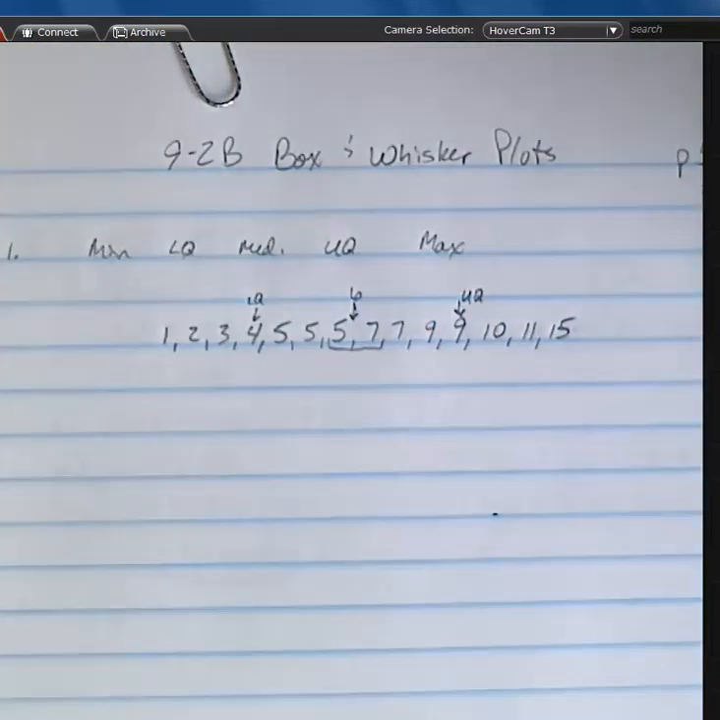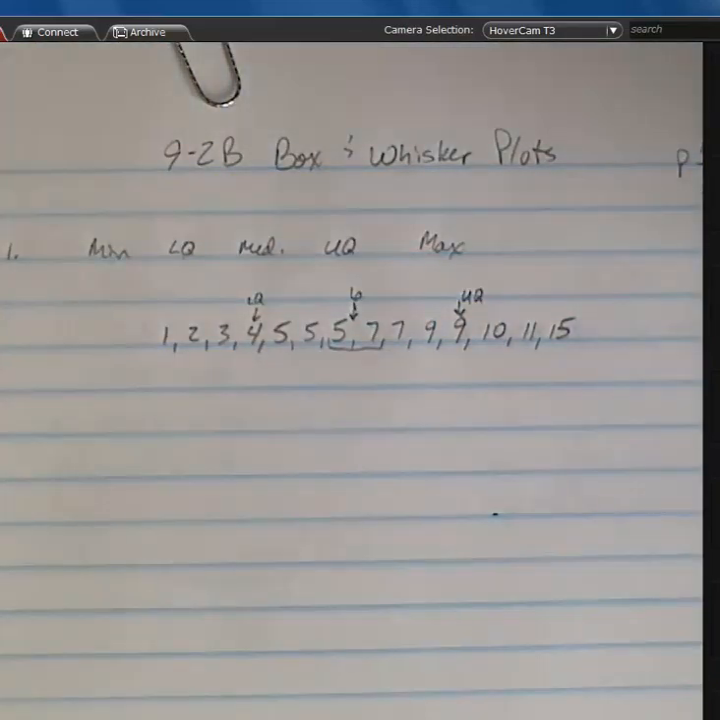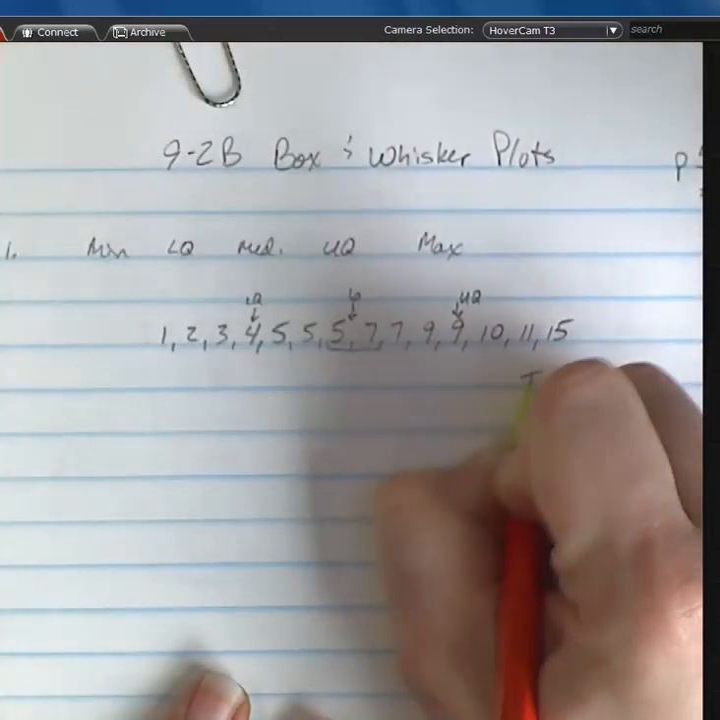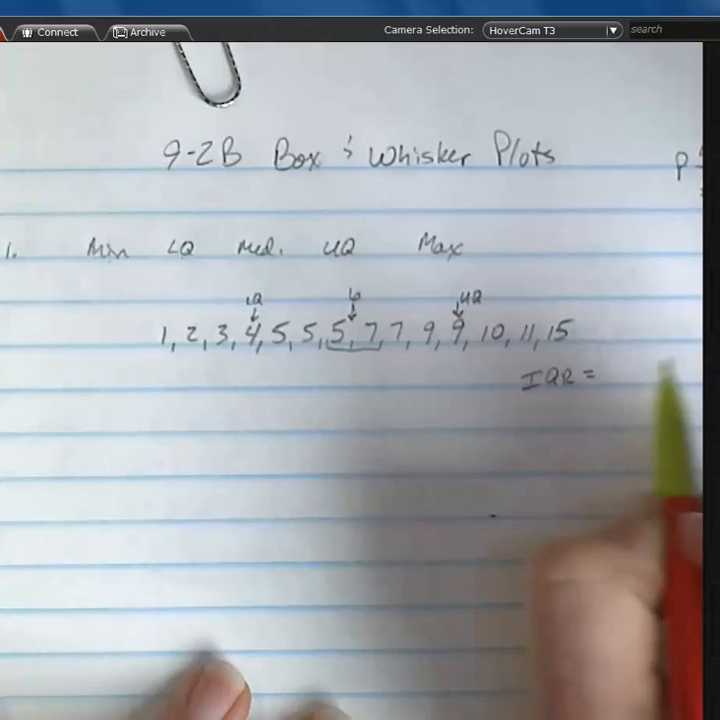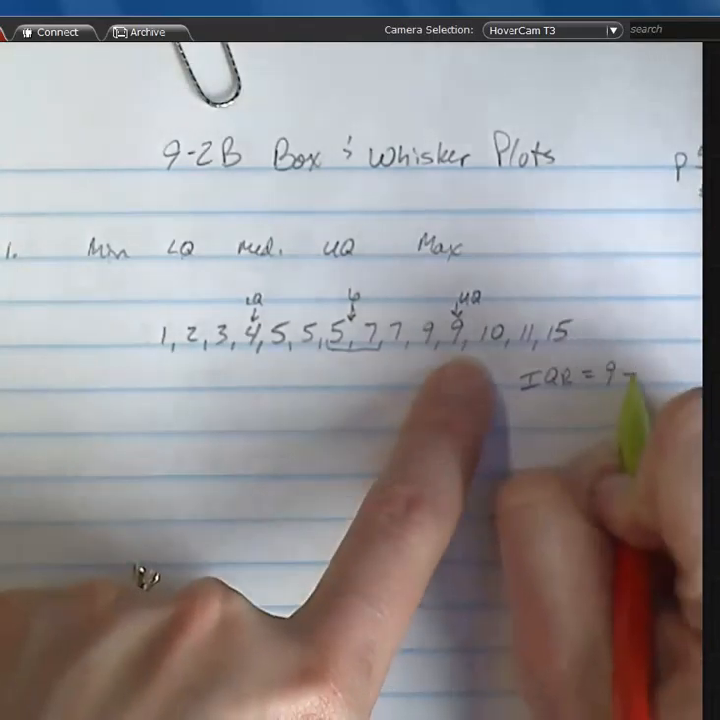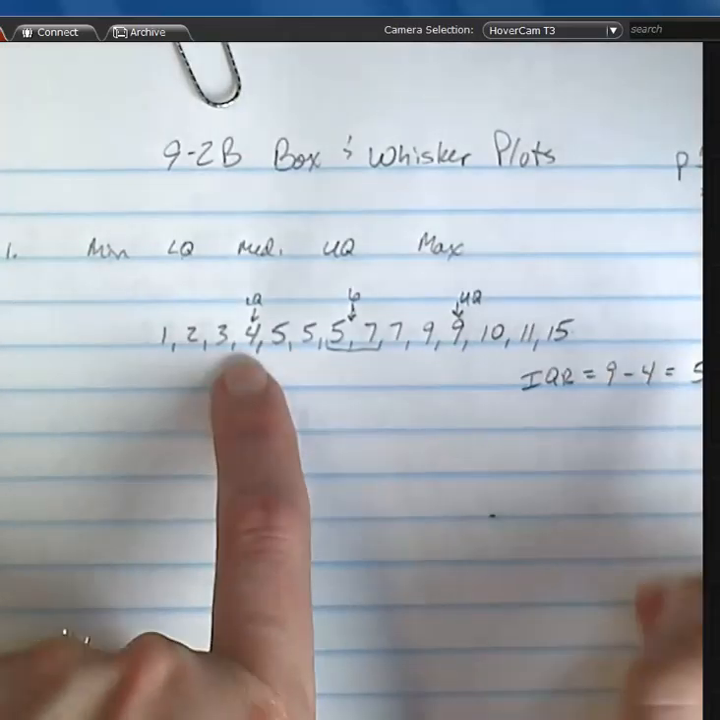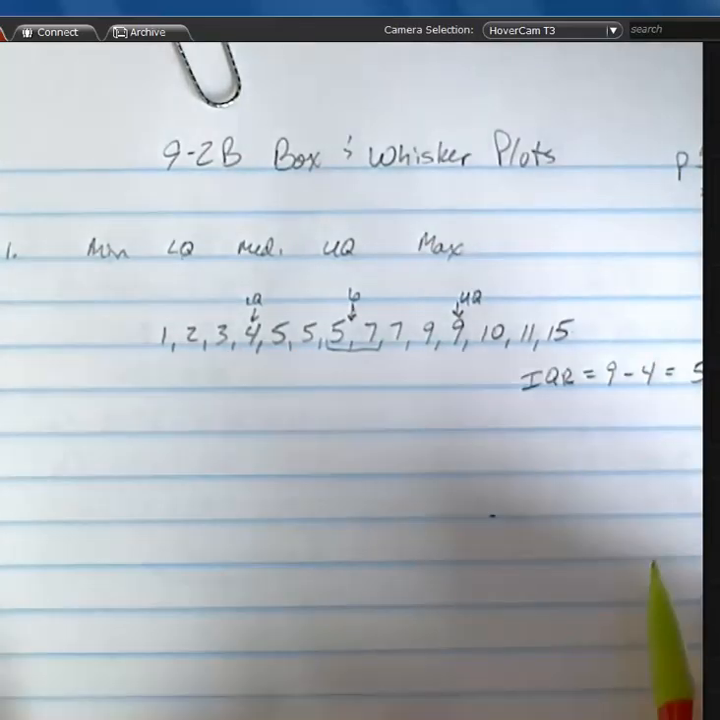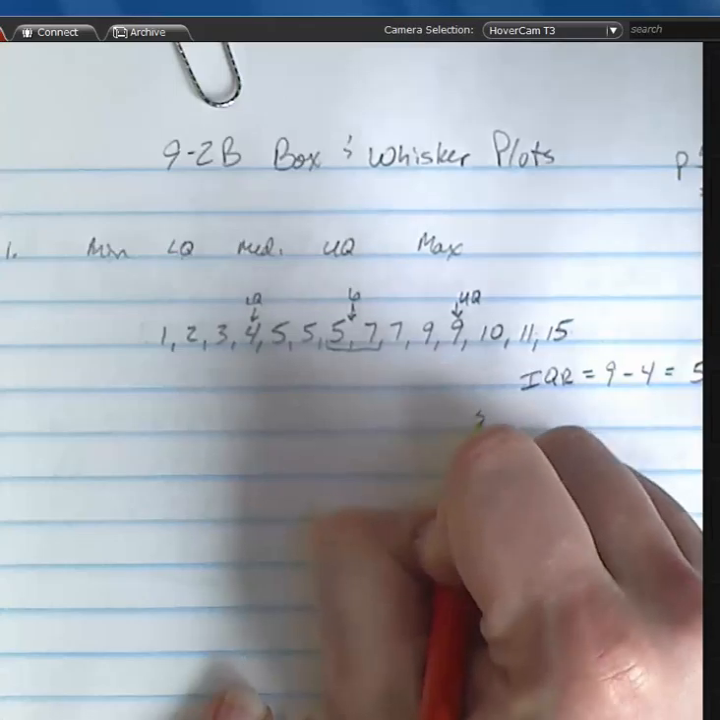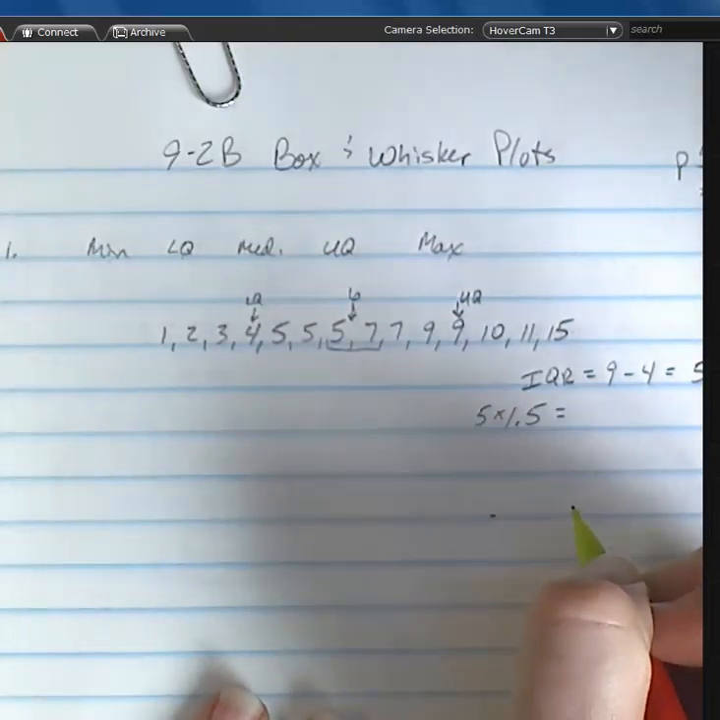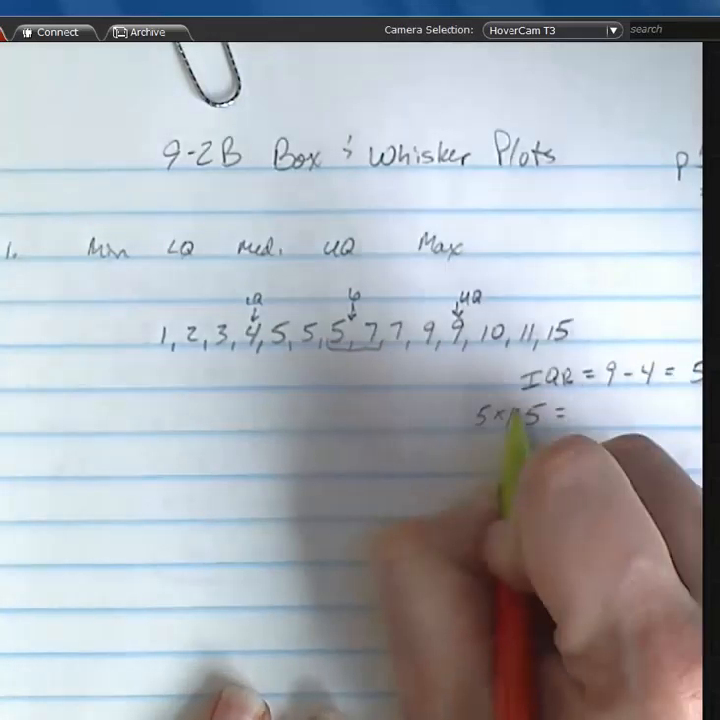Now, are there any outliers? How do we check to see if there's an outlier? Emma? Well, first you have to find your IQR. Good. We find the interquartile range, which is 5, because I take the upper quartile minus the lower quartile. And then I multiply it times 1.5. Why? Definition says we do. I think it's 7.5. Am I right?